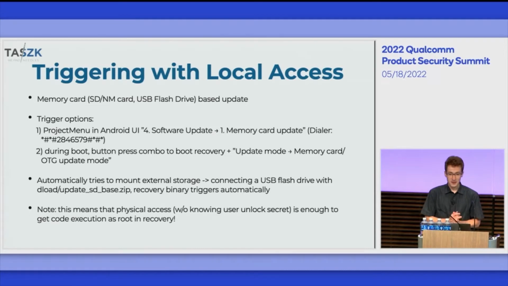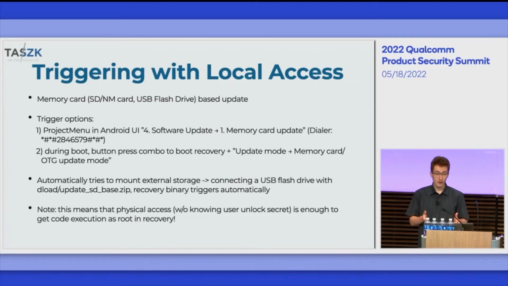How does that work? There are two ways to actually trigger this update. For local access, we can use an SD card or an NM card, as Huawei created a different card, or a USB flash drive directly plugged into the phone.